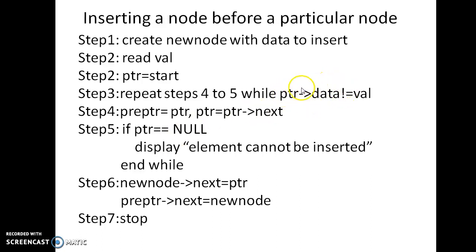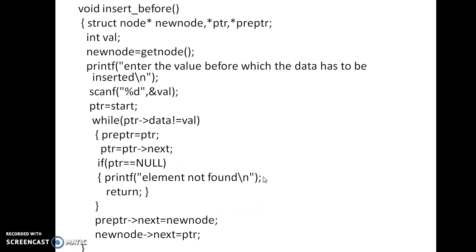Whenever the PTR of data is equivalent to the value, I am placing the new node in the middle. That is, new node of next equal to PTR and pre-PTR of next equal to new node. This is the process in which we are inserting. Now we will see the code for this. I have taken pointer, pre-pointer and the new node. I am creating the new node and asking the value to insert, and I am checking whether PTR of data is not equivalent to value. If it is not equivalent to value, I am going forward, and if the element is not present, I am displaying this, then I am performing our two steps.